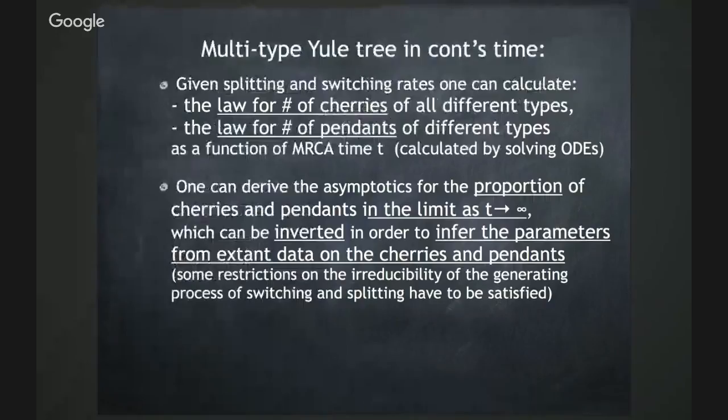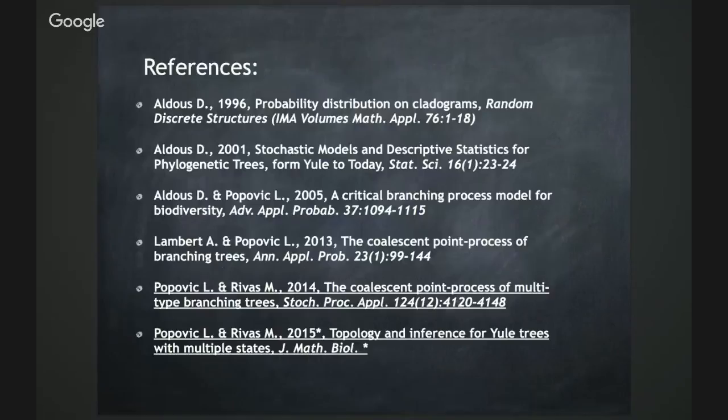So that completes the going back from phylogeny to parameters portion of my talk, and I wanted to put up a slide with the references. The last two papers are the ones on which the talk is based: the first gives the construction of the coalescent point process, and the second discusses this inference based on the cherries and the pendants. The earlier references are things mentioned in the talk in terms of prior probabilistic results on single type trees and neutral phylogenies.